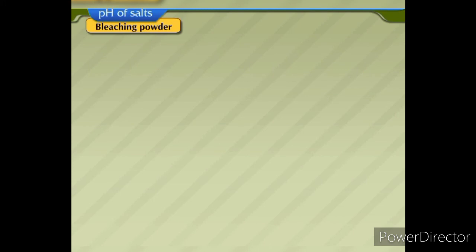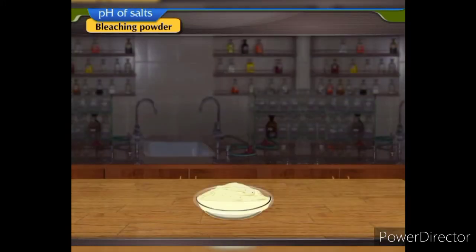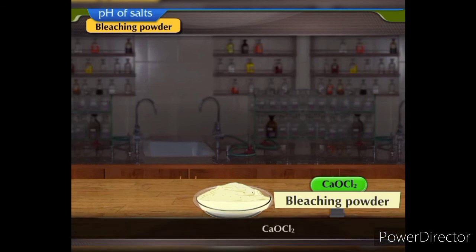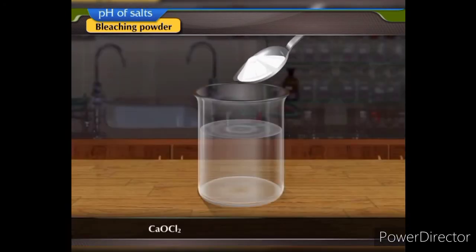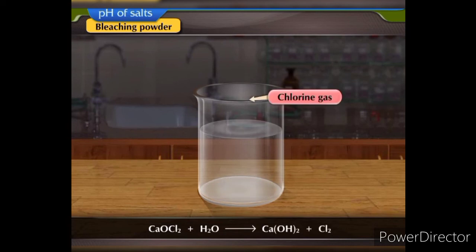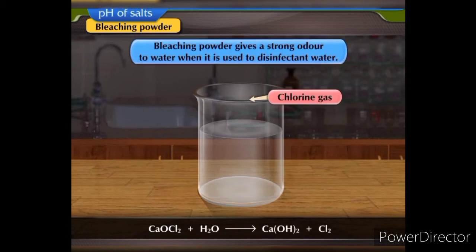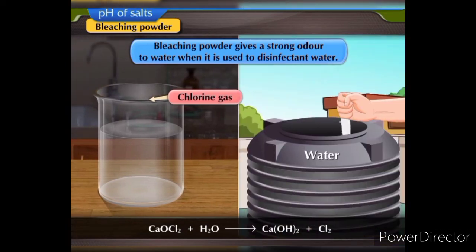Bleaching powder. The chemical formula of bleaching powder is CaOCl2. It is a white powder. It is produced by the action of chlorine on dry slaked lime. When bleaching powder reacts with water, it releases chlorine gas. That is the reason why bleaching powder gives a strong odor to water when it is used to disinfect water.